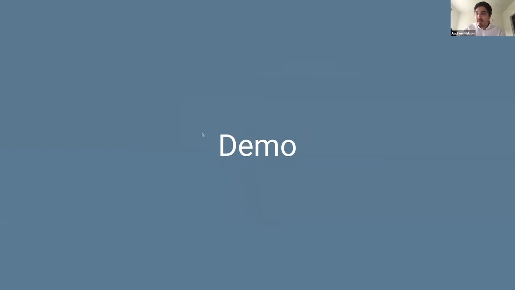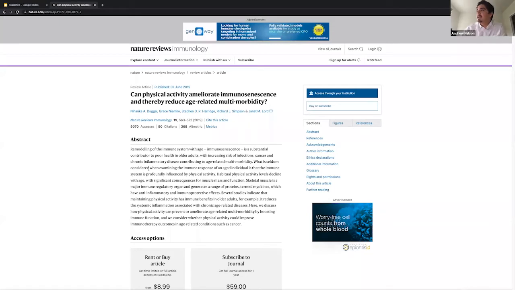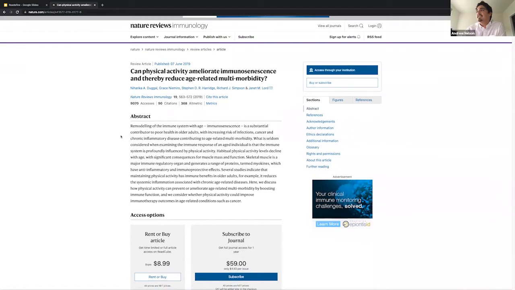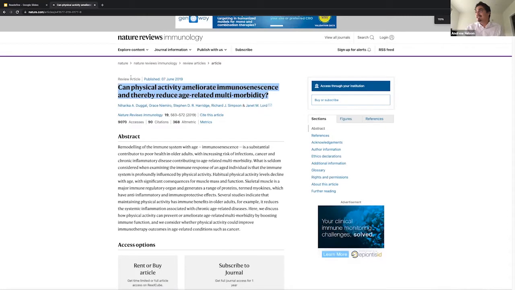So without further ado, I'll actually give a demo of Redefine. If we look at this article here on nature.com, the title says, "Can physical activity ameliorate immunosenescence and thereby reduce age-related multimorbidity?" And if you're like me, I do not know what that means. That's very complicated. I was like, this is unnecessarily wordy.